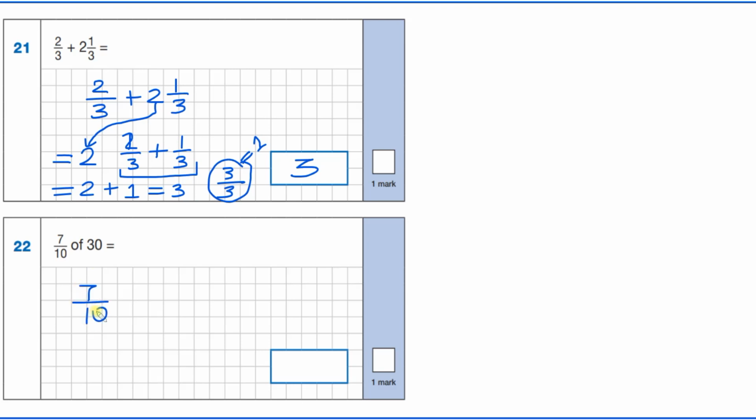7/10 of means multiplication by 30. You can cross cut the 0, cut the 0 on the numerator and the denominator.